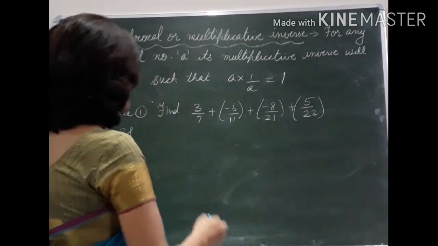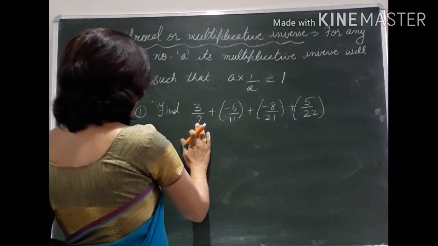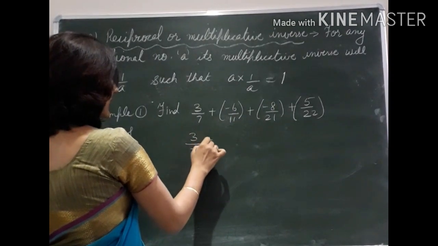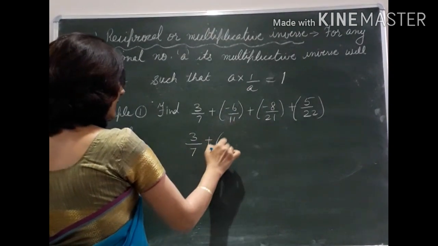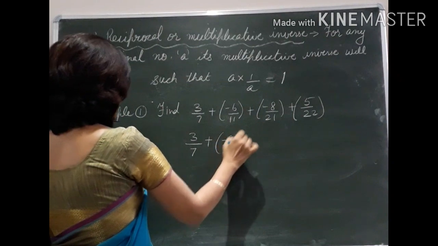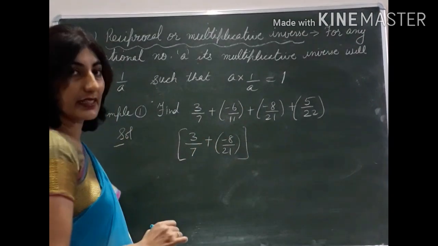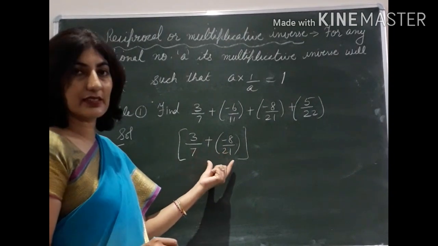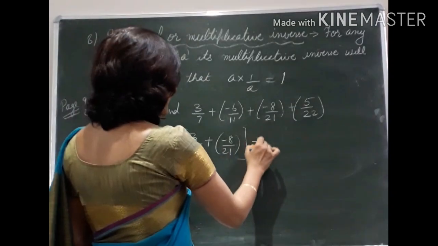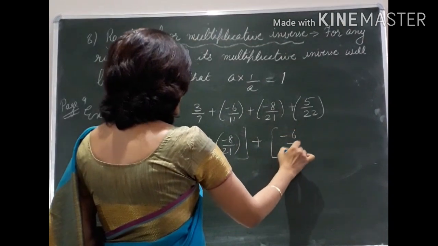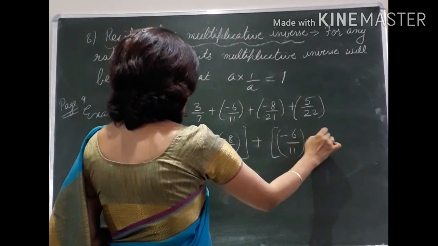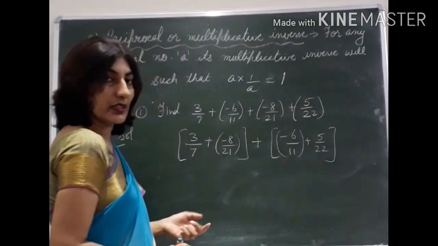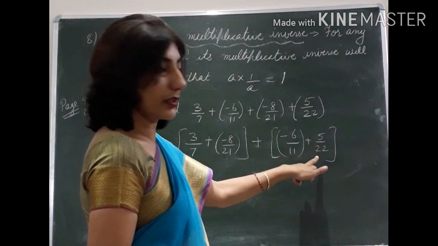How? I will see the denominators. Here it is 7, 11, 21 and 22. Now for the common multiples, I see 3 by 7 and minus 8 by 21. I can club them together in one bracket. I can see 7 and 21. They come in the table of 7, so taking the LCM of these two will be easy. Plus, in the other bracket I will write minus 6 by 11 plus 5 by 22. Here also you can see 11 and 22. 11 and 22, they come in the table of 11.